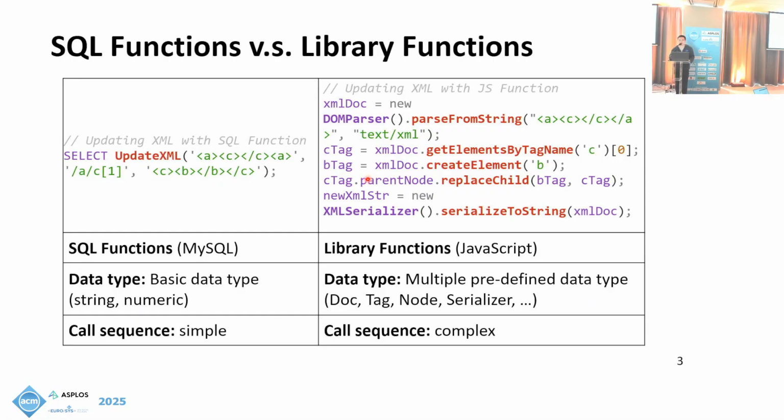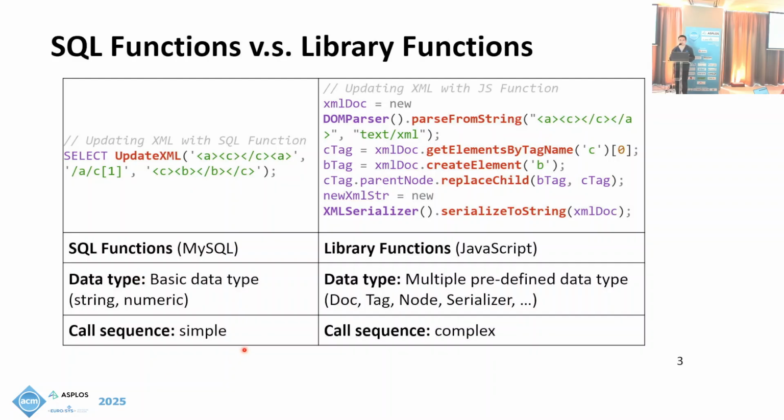However, SQL functions are quite different from the functions in programming languages. Here is an example of XML updating operations. On the left, we have a SQL function called UpdateXML in MySQL. This one-line SQL statement updates the first C tag inside the A tag with a new structure that includes a B tag. The data types of the argument values and the return value of this function are all the string type, and its call sequence is very simple.